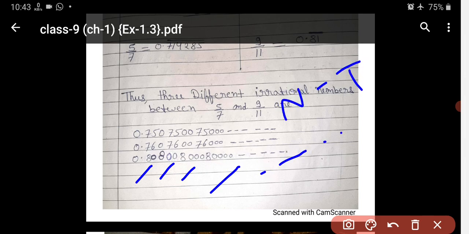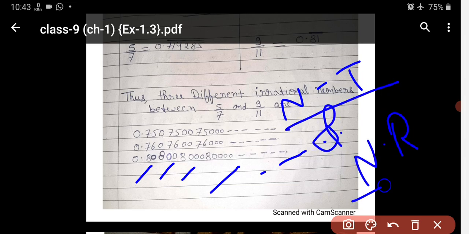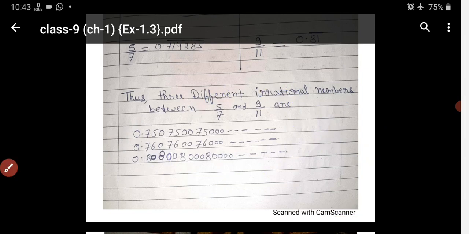They are non-terminating and non-repeating. If the form is non-terminating and non-repeating, so they are known as what? Irrational number. So you have to write three irrational numbers between the two rational numbers, 5 upon 7 and 9 upon 11. It is your answer. Okay, you can get different answers for that question. Either you can write here 77770, 7700 like that, or you can write 780, 788, but you don't write 71 and 81. Between them you have to write.